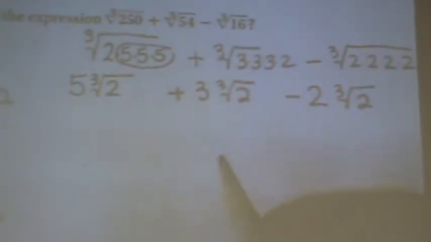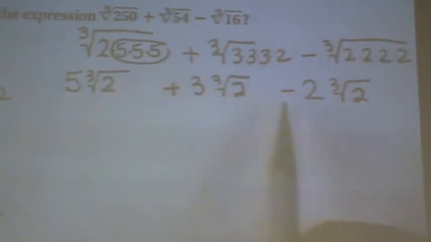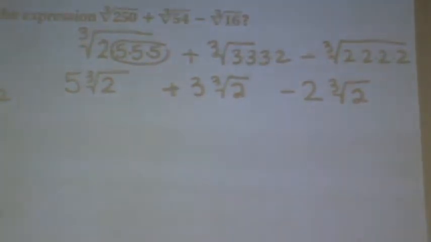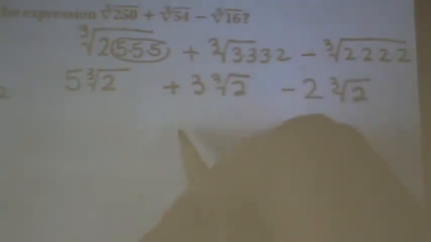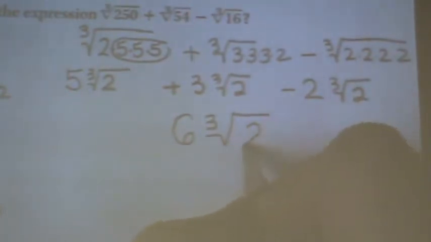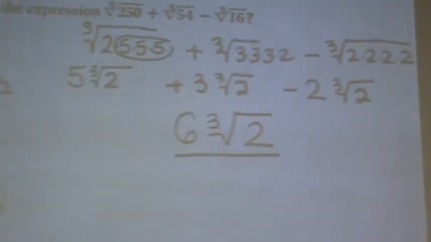Wow. I'm so smart. Okay, so now they're all, guess what? Cube root of 2. So what do we do? 5 plus 3. 5 and 3 is 8. Minus 2, 8 minus 2 is 6. Cube root 2. So it's 6 cube root 2. That's your answer. Good?